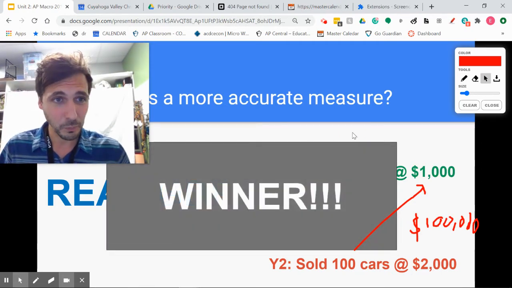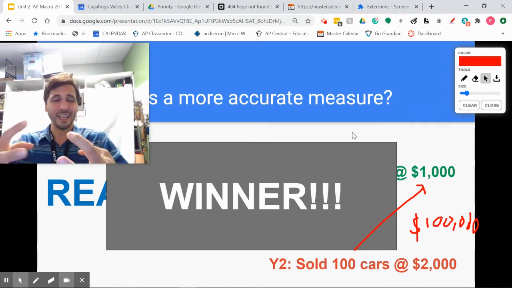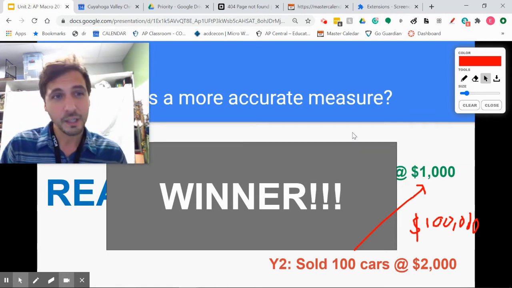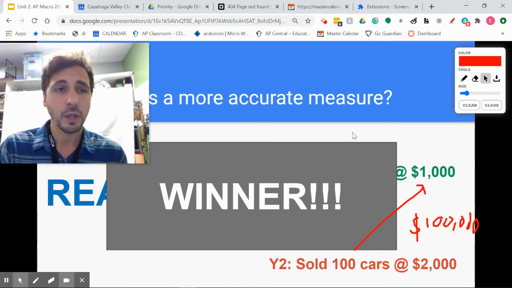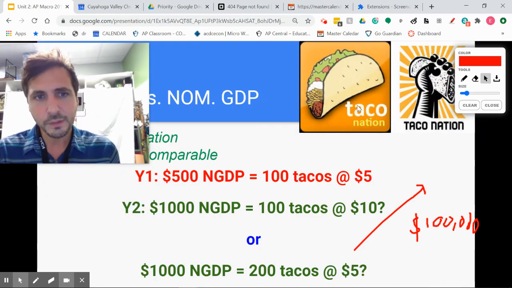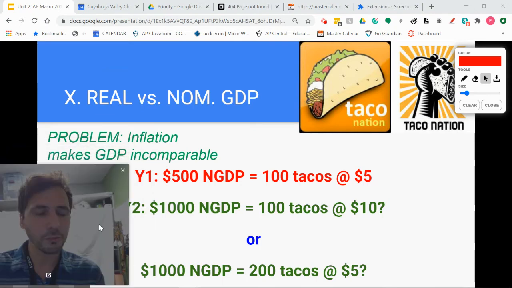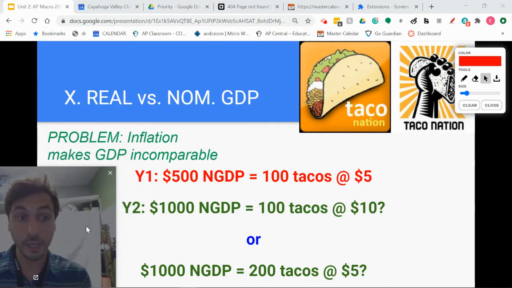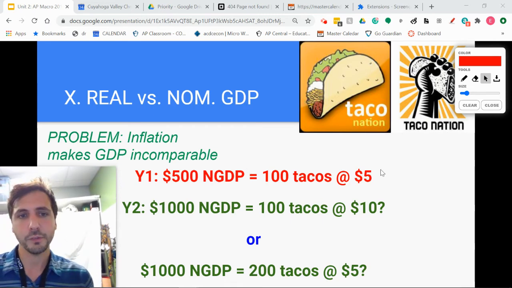It is the winner, right? So when we have nominal GDP, we will always take the impact of inflation out of it so that we can better identify what's going on with the production in our economy rather than just what's going on with prices. So converting something from nominal to real GDP is really about just taking inflation out of the equation. So we adjust for inflation is what we call it. Nominal, price times quantity. Real, adjusted for inflation.